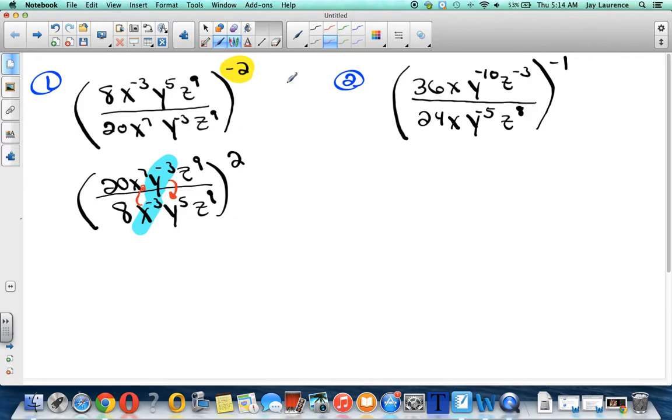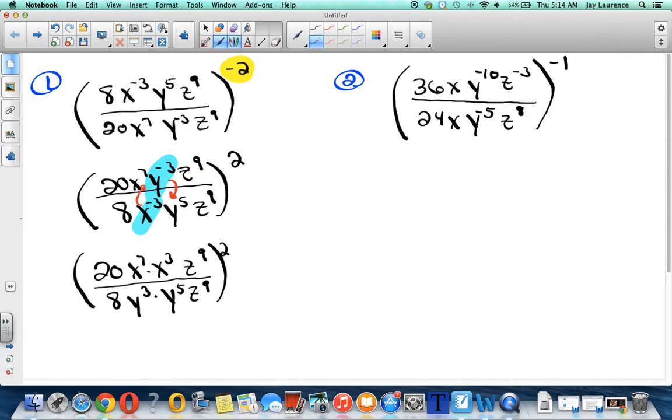So when I rewrite it, I'm going to be very careful, very deliberate here. I'm going to put in my numerator a 20. I've got an x to the 7th, but now I'm going to have this x to the 3rd. Put them next to each other because I know I've got to multiply them. Then I have a z to the 9th. And in my denominator, I'm going to have an 8. The x is gone. That y to the 3rd is moving down. There's a y to the 5th there. And then another z to the 9th. That's raised to the 2nd power.